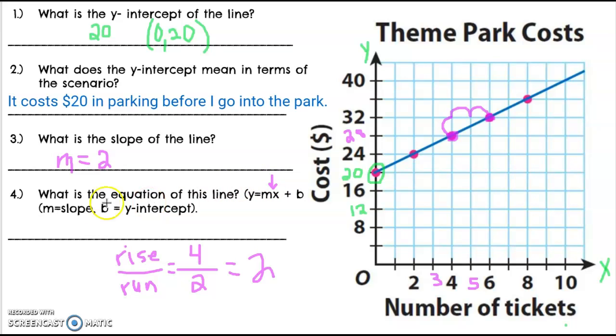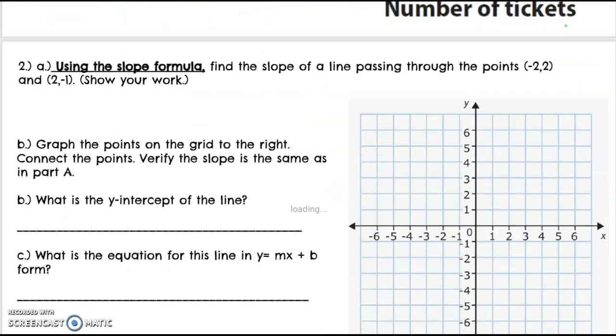So what is the equation of this line? Well, now that I know my m and I know my b, which is my y-intercept, I can go ahead and write my equation. y = , remember the m is the slope, so I have 2. That always goes in front of the x. And my y-intercept is where it crosses the y-axis, which is at a positive 20. Bam, there's my equation. I'm done with the first question. Let's go ahead down to the second one.